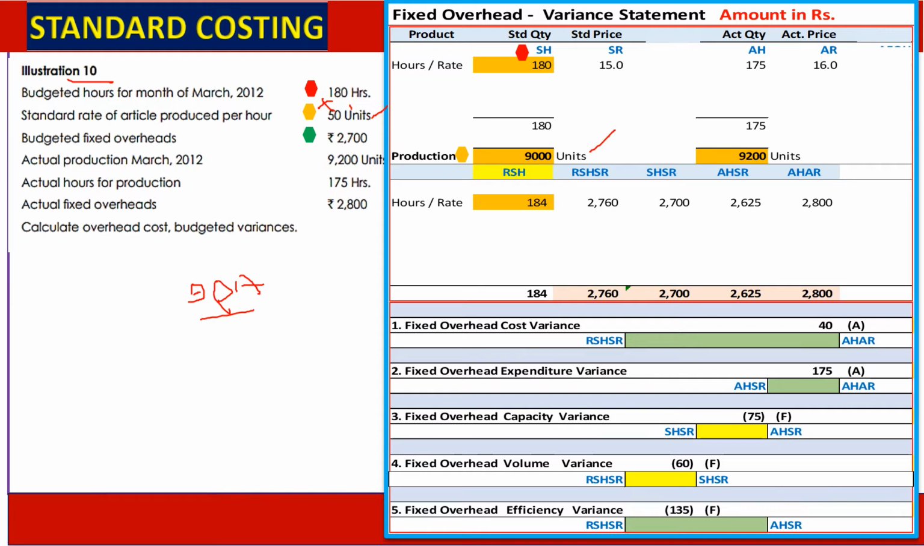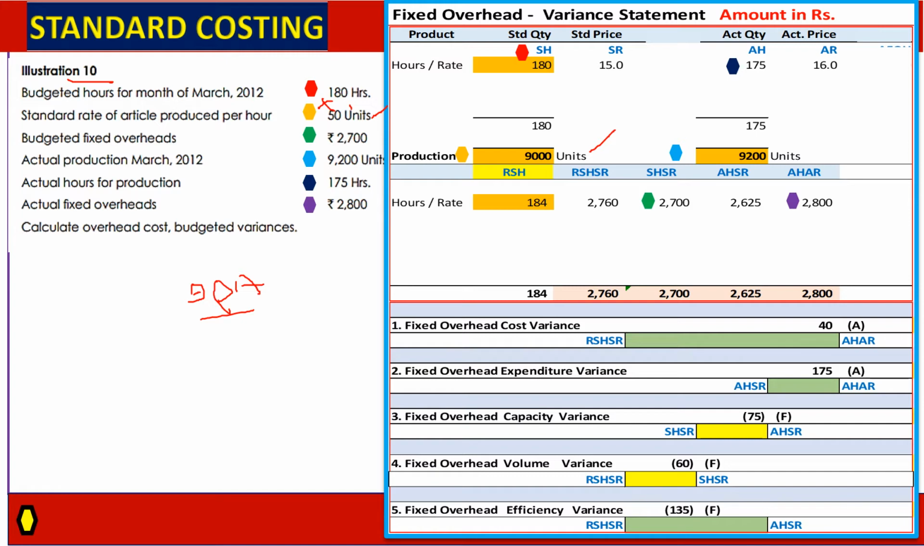Then we have got budgeted fixed overheads. This is nothing but standard, SHSR is 2,700. Actual production: here we have taken budgeted production as 180 into 50. Actual production is 9,200. Actual hours for production is 175 AH. Actual fixed overheads is nothing but AHAR, 2,800. This is how we have to link it to different definitions.